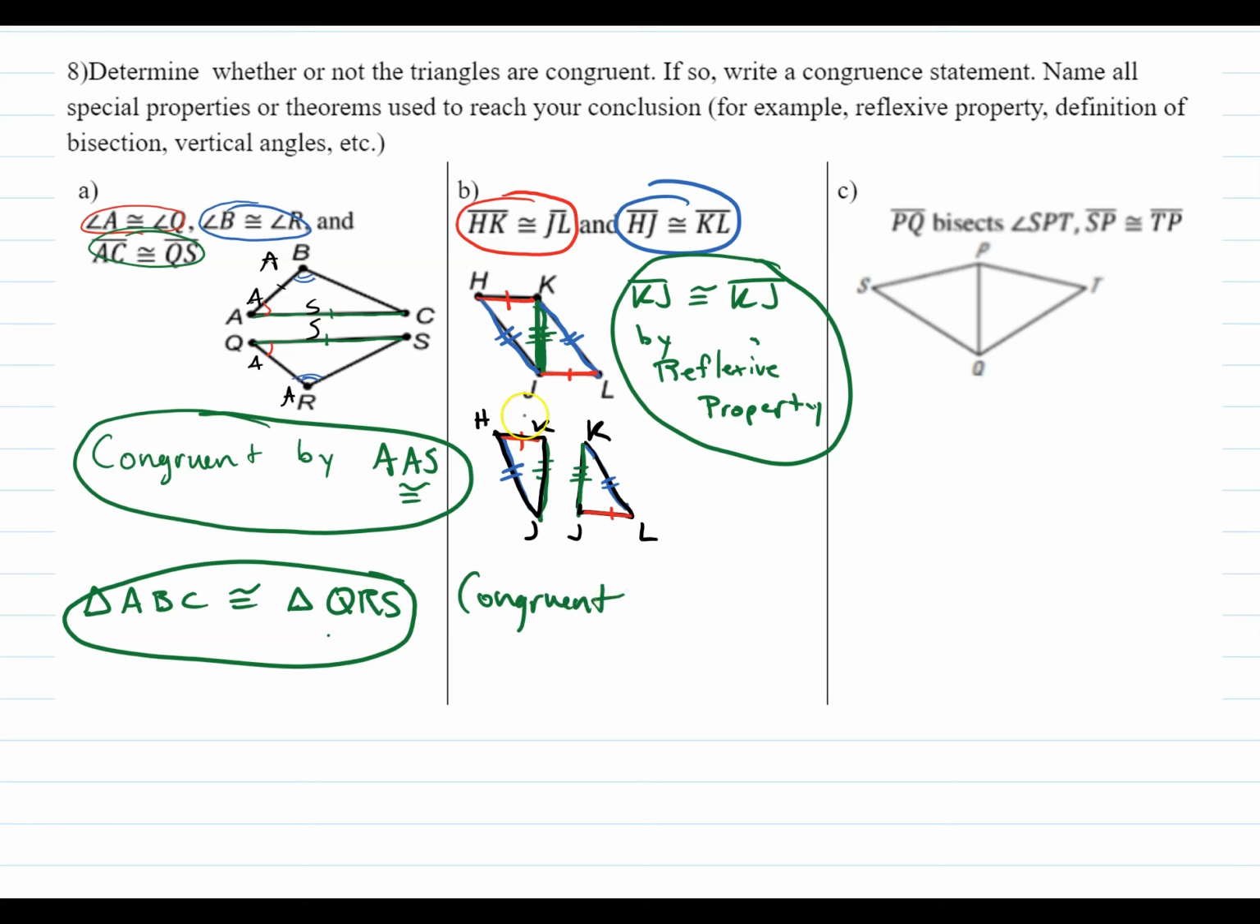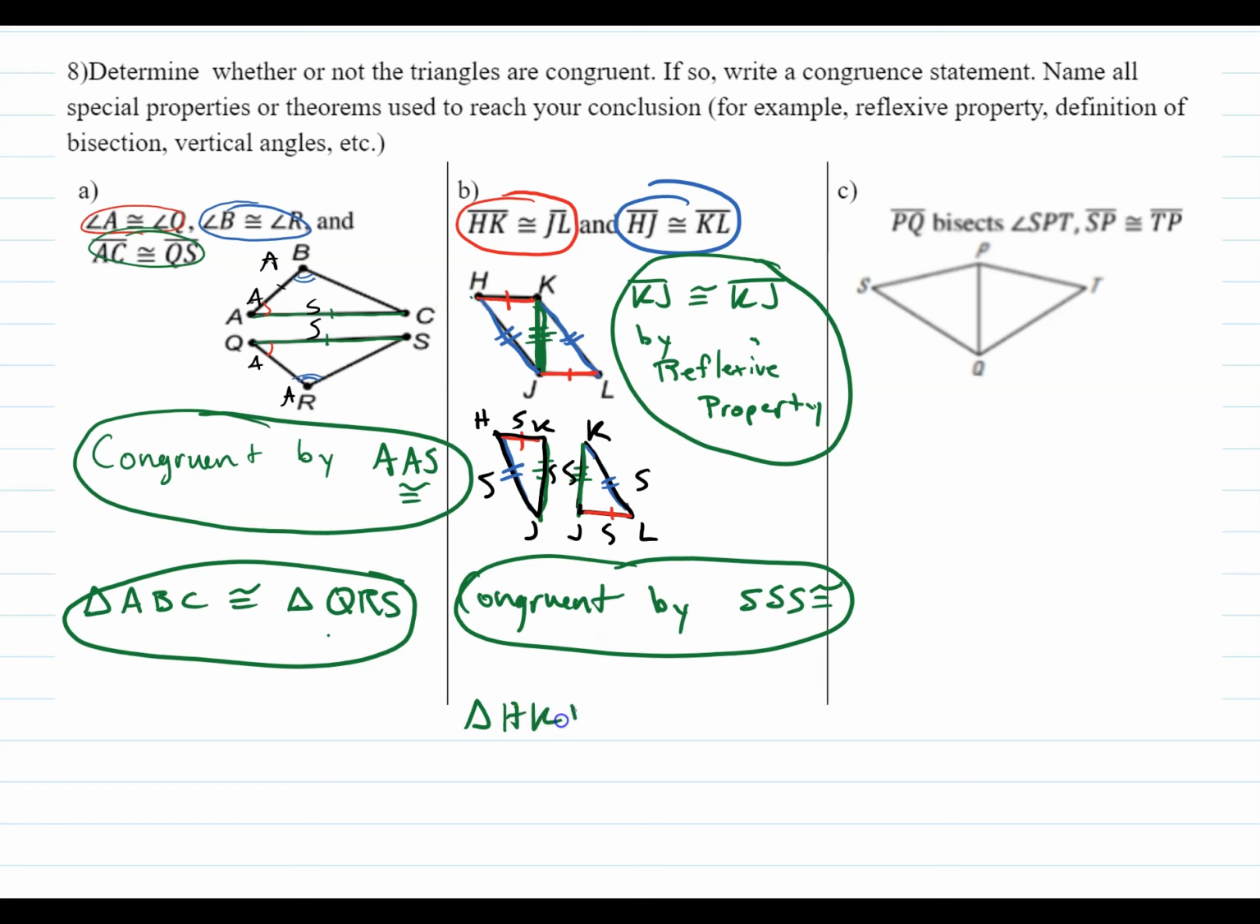They have side, side, and side corresponding to each other. So they are congruent by the SSS congruency condition. And then to write the congruent statement, we say triangle HKJ is congruent to triangle LJK. Make sure you go in the same ordering for each triangle.